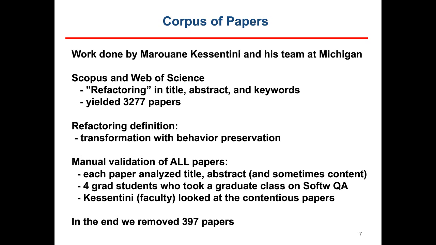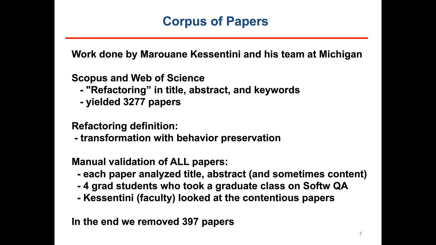So going back to this, there were 4 graduate students who independently voted on whether each paper was a refactoring paper. If at least one of them said no, then Marouane Kessentini had to look at the paper himself. And in the end, we ended up removing about 400 papers. So the ones that we left in the corpus are high-quality papers that have been thoroughly scrutinized by 4, in some cases even 5 individuals, and we are very confident that these are truly refactoring papers.